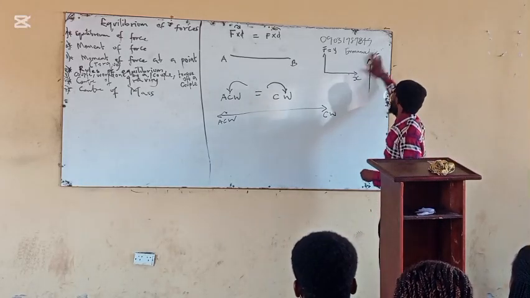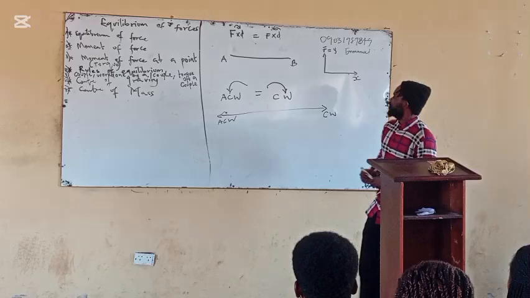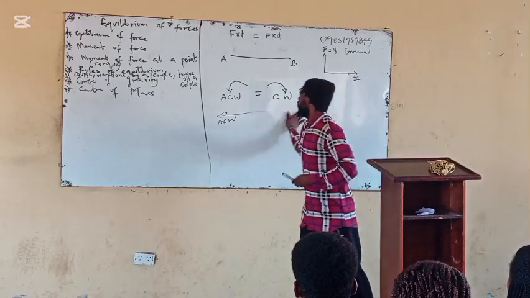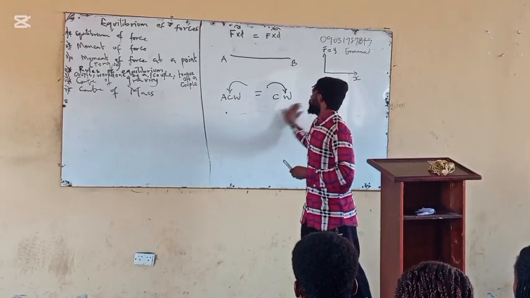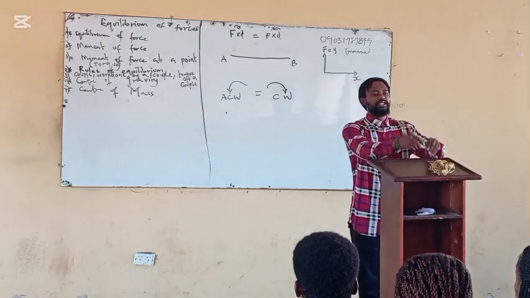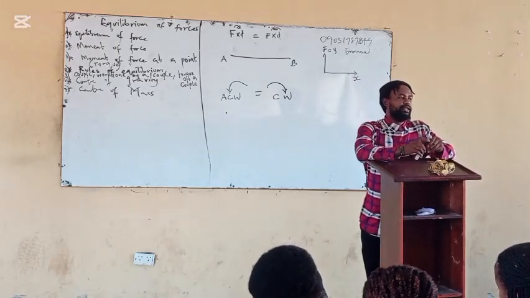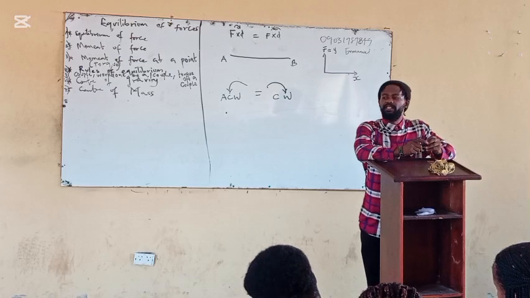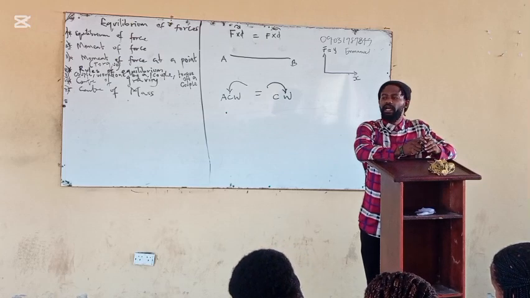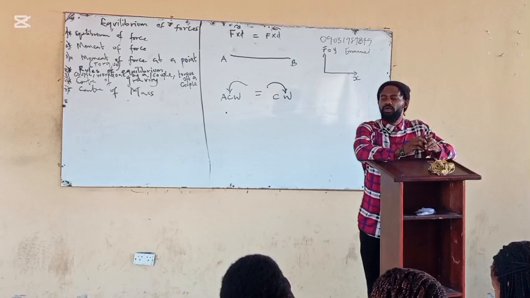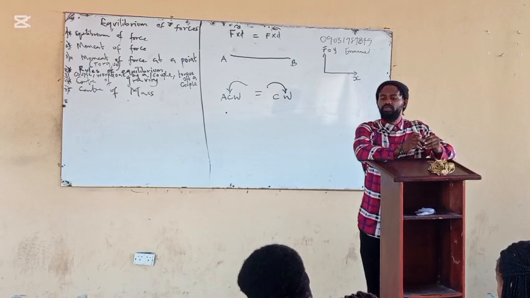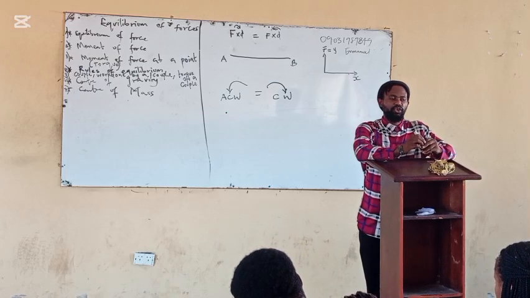Just have it in mind that what you're doing is first upward, downward; second, moment clockwise and anticlockwise; third, clockwise and anticlockwise. Alright, so couple, right? A couple is defined as forces whose magnitude are the same but of opposite direction.